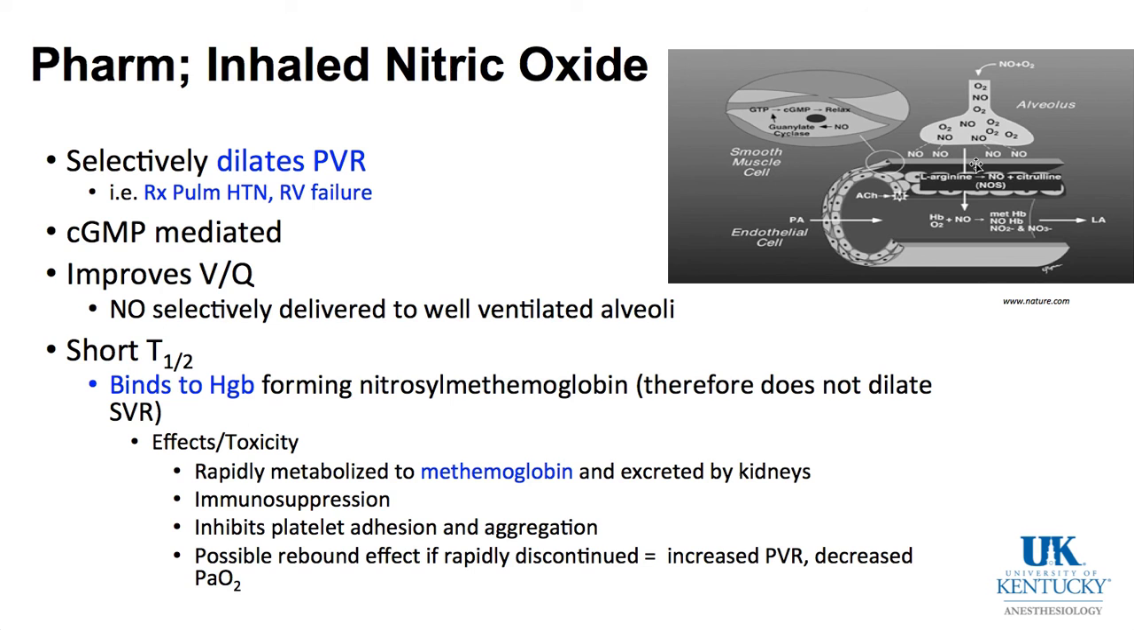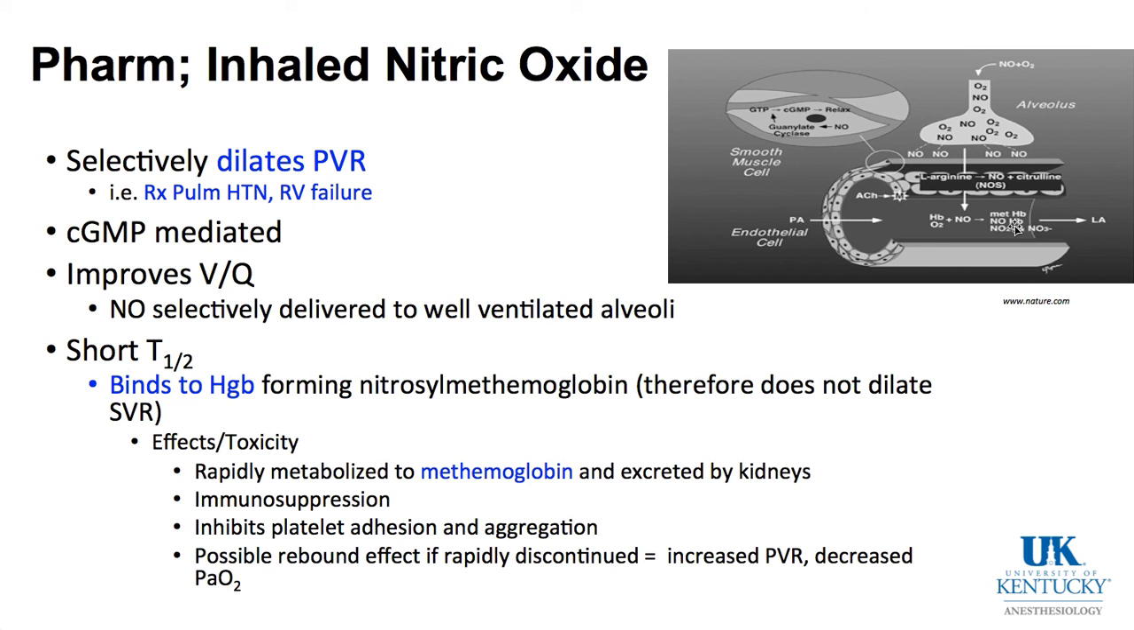Cyclic GMP mediated, as previously mentioned. Why does it have a short half-life? Because as it crosses over and causes the vasodilation, the nitric oxide binds to hemoglobin and is immediately terminated in its effect, so it does not systemically vasodilate.